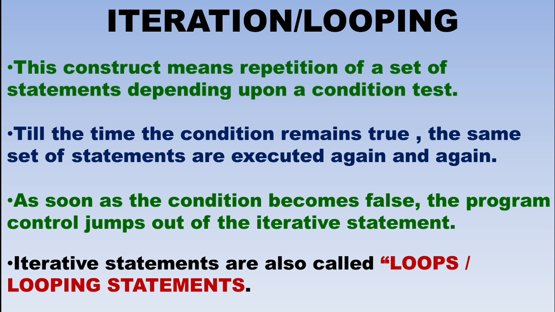So you specify a condition here, and till the time that condition remains true, the same set of statements are executed again and again. As soon as the condition becomes false, the program control jumps out of that iterative statement. You are not going to do anything else; you simply terminate from that particular iterative statement. These statements are also called loops or looping statements.